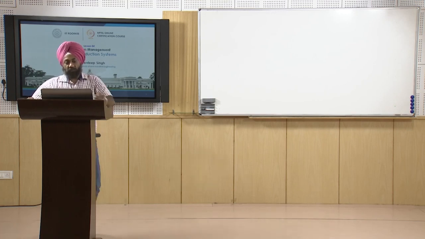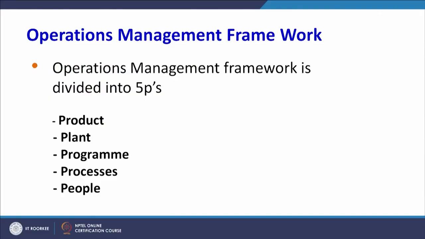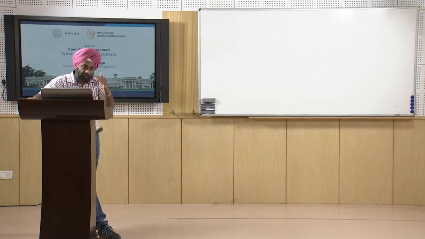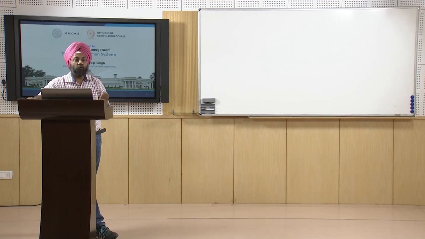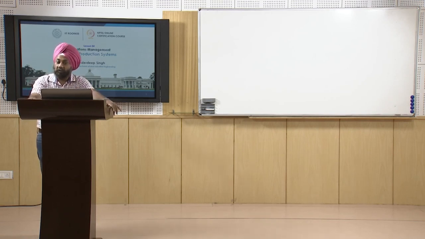So let us quickly first see the operations management framework is divided into 5 P's. Now what are these 5 P's? What are the focus areas? We can say we have to focus on the product, we have to focus on the plant, we have to focus on the program in context of the time, we have to focus on the processes, we have to focus on the people.